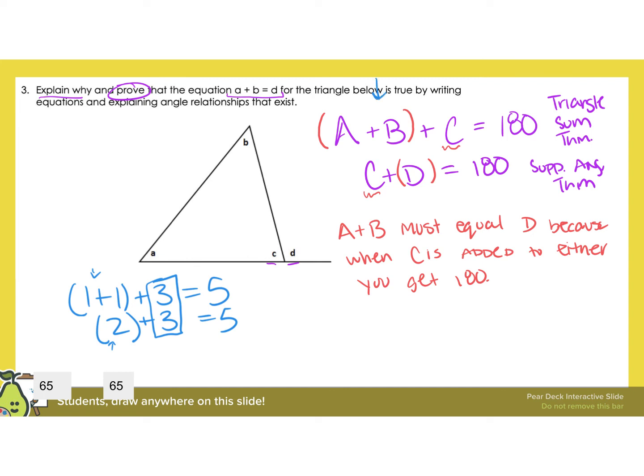So what did they ask us to do? A plus B equals D. We proved it. Rewind that, watch it again if it didn't make sense. All you're doing is replacing one number for something else that is equal to it. Let's try the next one.